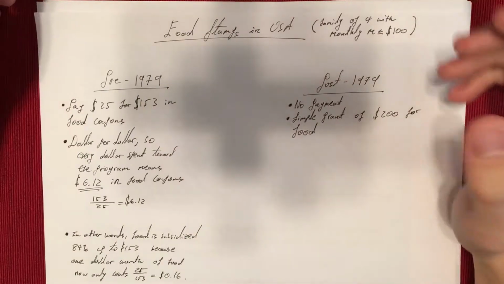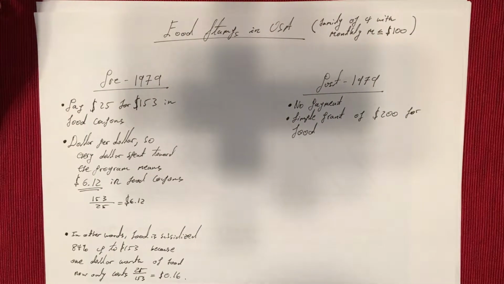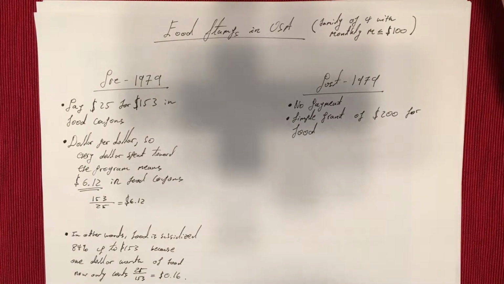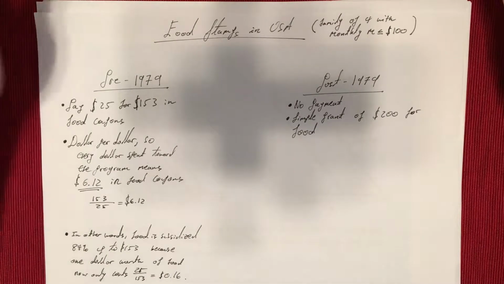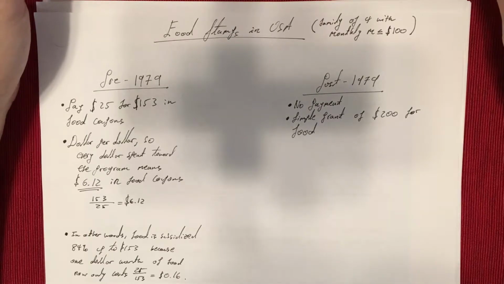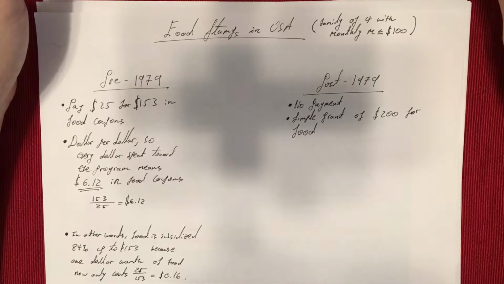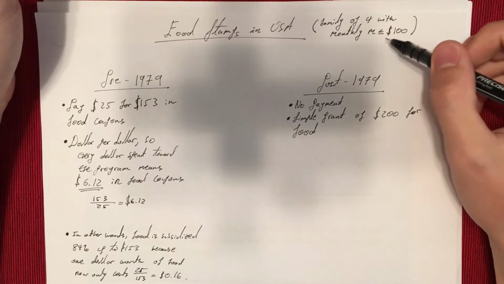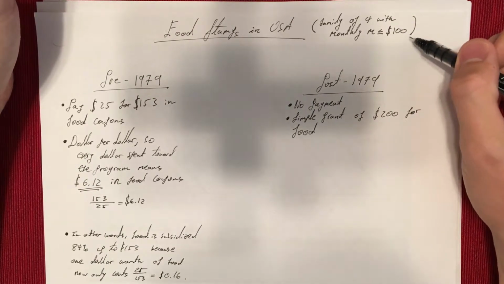This is a video outlining the graph on page 30 of the Varian textbook titled Food Stamps in the United States. Before we get into the chart itself, it's helpful to get an understanding of the pre-1979 and post-1979 food stamps program in the US. And going into the chart, Varian makes an assumption that we're dealing with a family of 4 with a monthly income of less than 100.